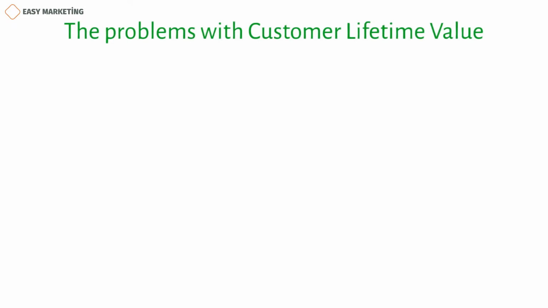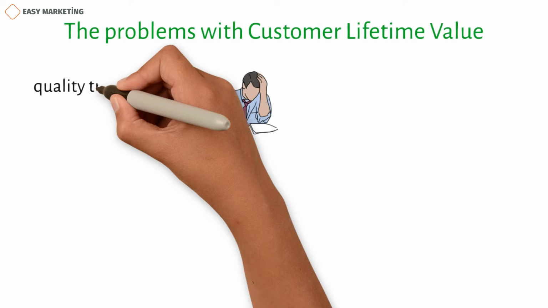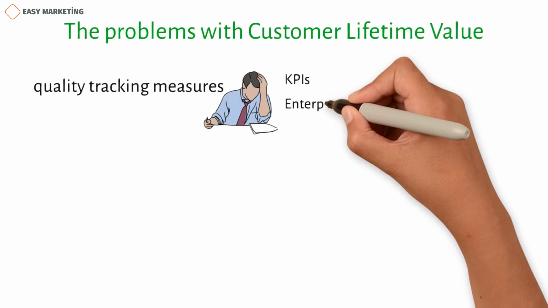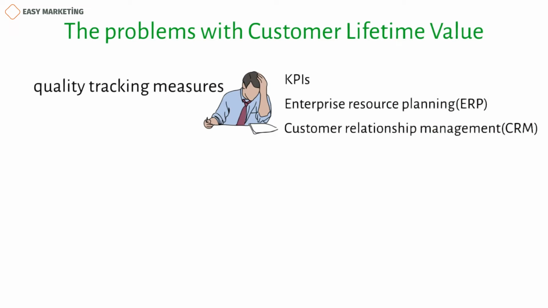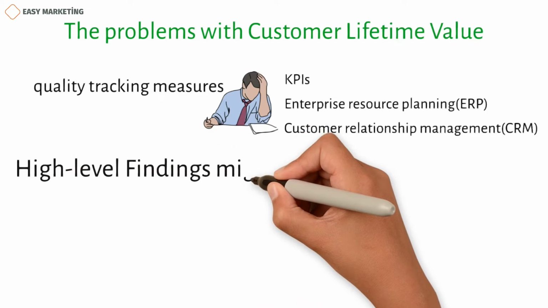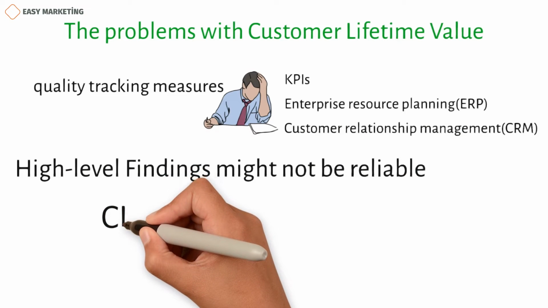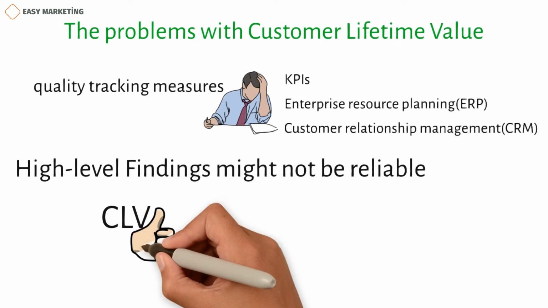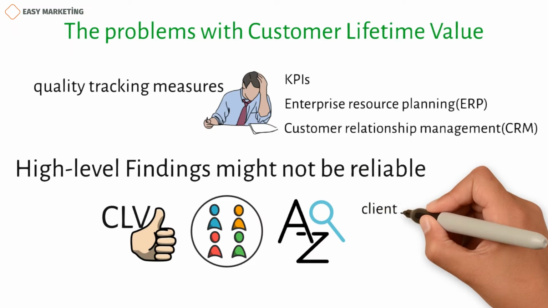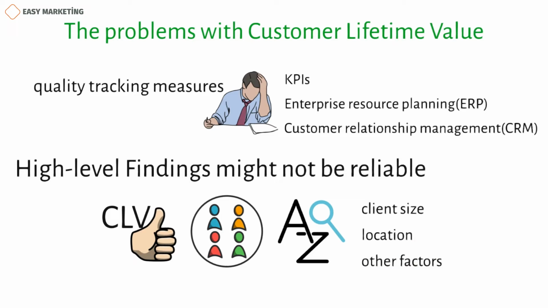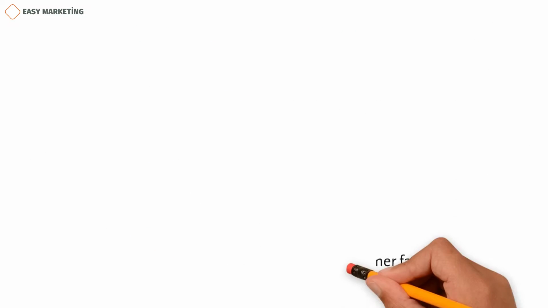The problems with customer lifetime value. Calculating CLV might be challenging if you don't have quality tracking measures in place. On an automated dashboard that monitors KPIs, an enterprise resource planning (ERP) or customer relationship management (CRM) system can quickly make this information accessible. High-level findings might not be reliable. The total CLV of a company can be a useful piece of information, but it can also hide problems with certain types of customers. More usable data could be obtained by segmenting the data based on client size, location, and other factors.